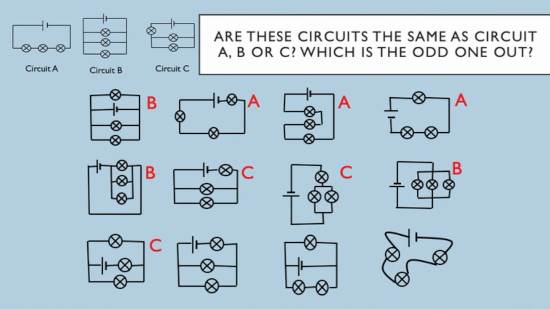The next one again, if you just change the way that you've drawn that, it looks like circuit C, as does the next one. So this next one is the odd one out. What we've got here is we've got two lamps that are in series with each other, in parallel with the power supply, which is in parallel with another lamp by itself, and that's not in any of those circuits A, B or C. And in the last one, that's just a squiggly line drawing of circuit A.